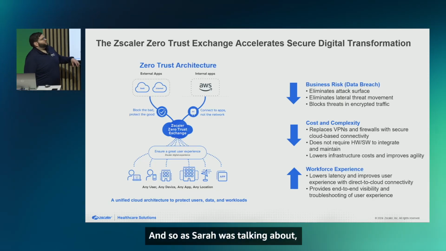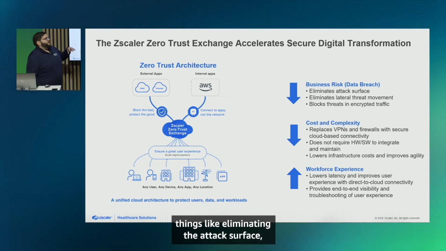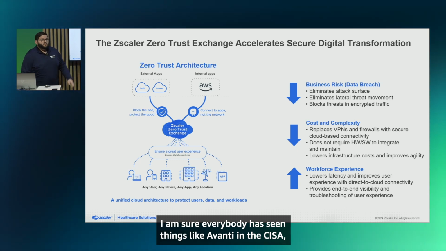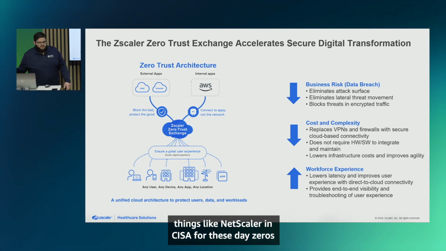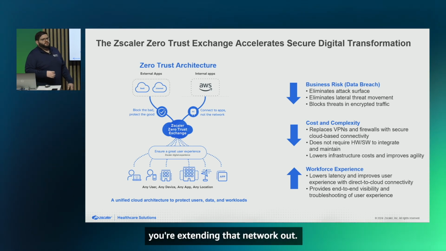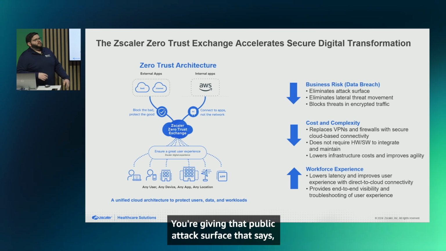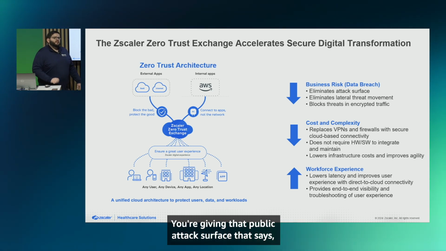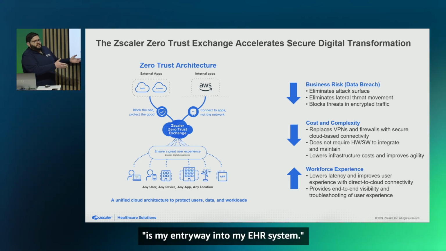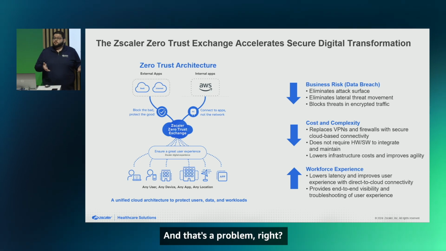And so as Sarah was talking about, things like eliminating the attack surface, I am sure everybody has seen things like Ivanti in the CISA, things like a NetScaler in CISA for these day zeros, because what you're doing is you're extending that network out. And that's not good, right? You're giving that public attack surface that says, hey, hospitalprovider.vdi.com is my entryway into my EHR system. And that's a problem, right?